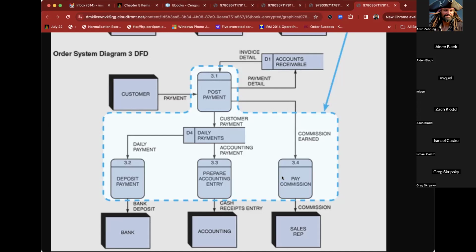Okay, where in the world is information coming from? Well, you know what? The accounting entries for deposit could easily come from daily payments. But for the commission, that needs to be calculated and passed over. But who will do that? Well, we'll have another process called post payment, which will get the data from accounts receivable and will then fill in the pay commission with whatever data needs to be done. And then pay commission will provide the result to the sales rep. So this is how you are envisioning the diagrams and drawing them based on how the business processes flow within your application.